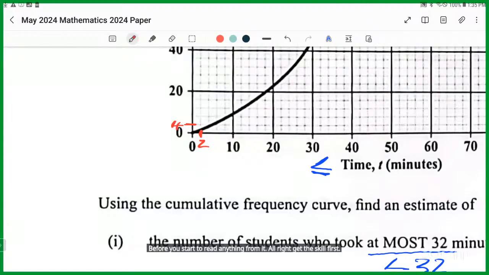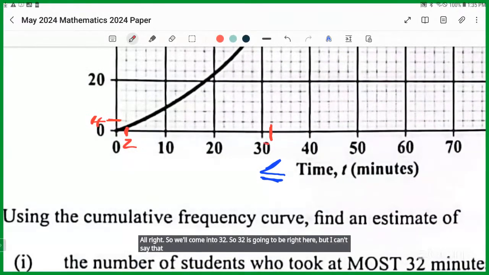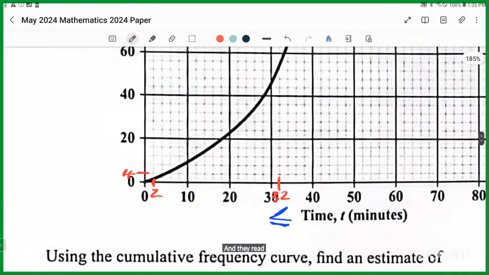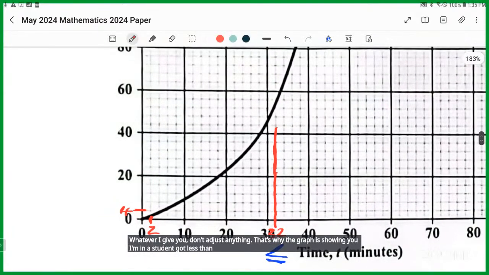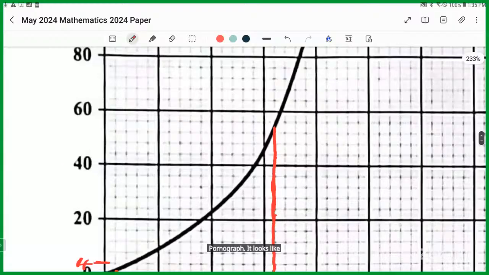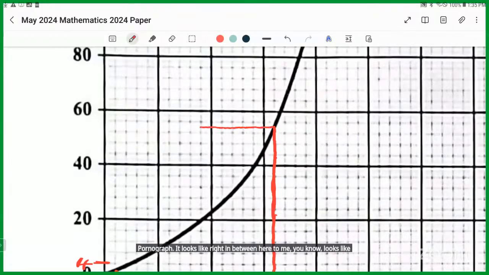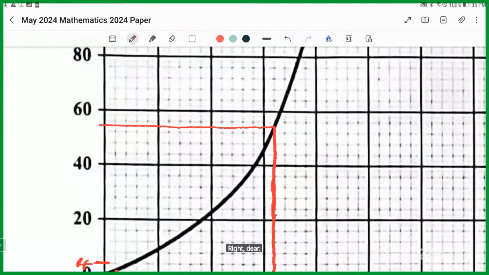All right, so we're coming to 32. So 32 is going to be right here. Then read up on the graph and see what 32 gives you. Whatever the graph gives you, don't adjust anything. What the graph is showing you is how many students took less than or equal to 32. So come up on the graph. It looks like right in between here to me. Right there. That's what it looks like to me.